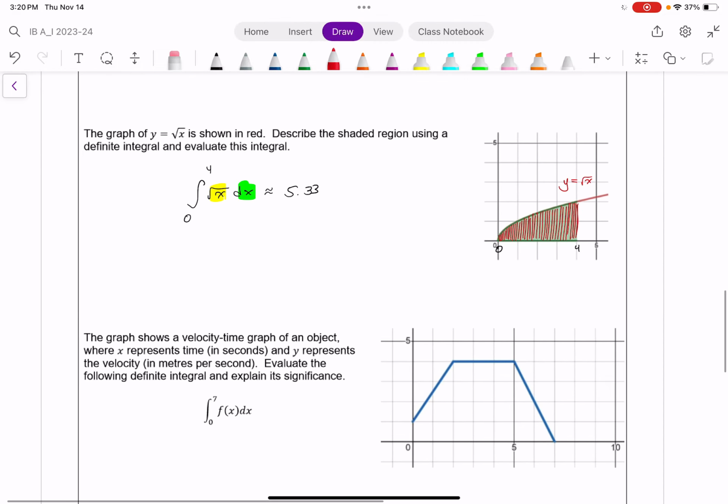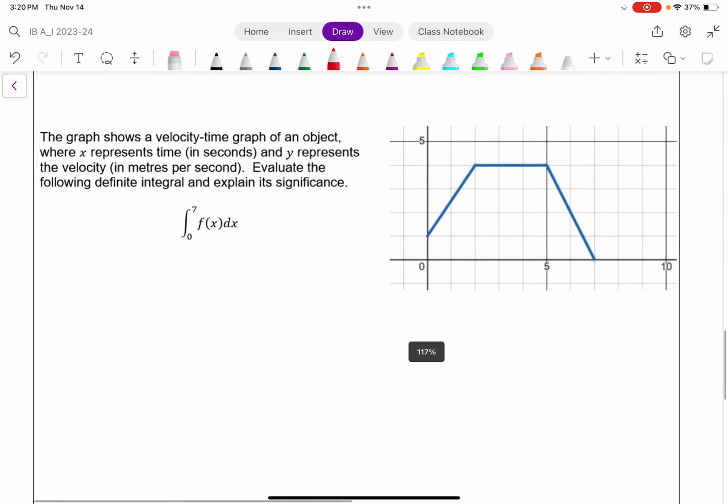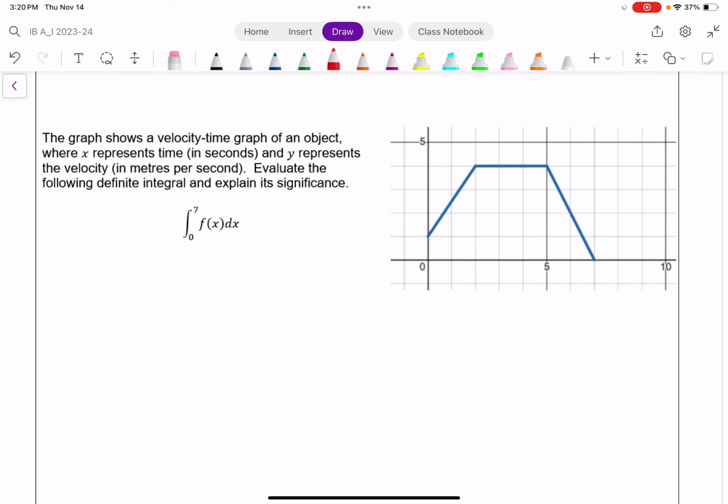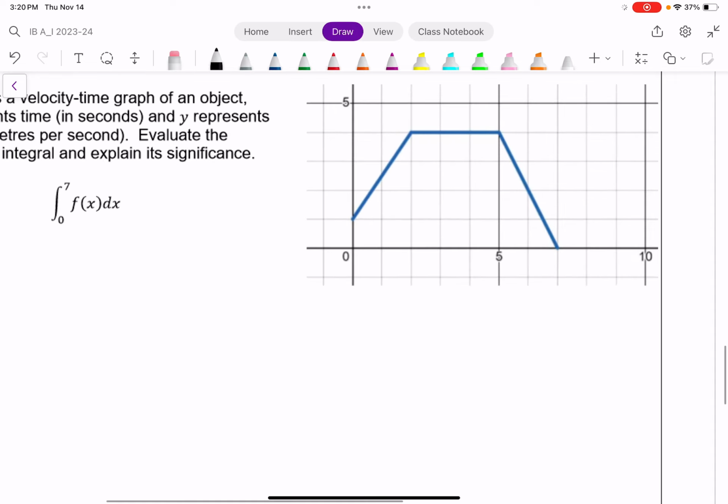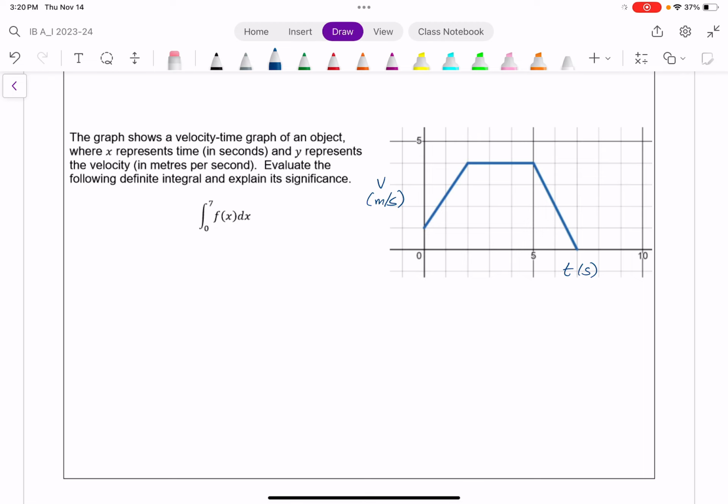So lastly, here I have a graph. This time it's showing me a velocity time graph with x in seconds and y in meters per second. So let me label this here. This is time in seconds, and this is velocity in meters per second. All right, I want to evaluate this integral from 0 to 7 of this, and then think about what it means.